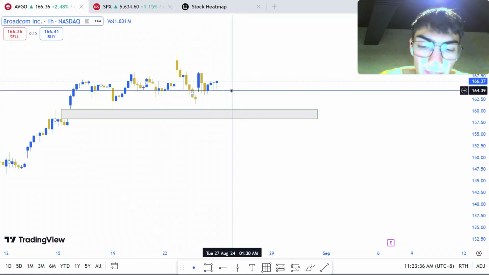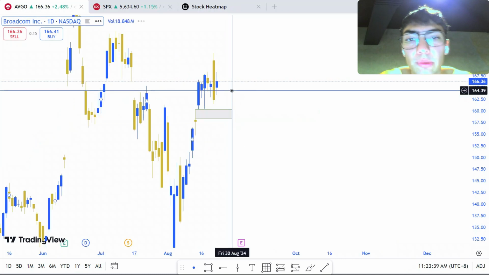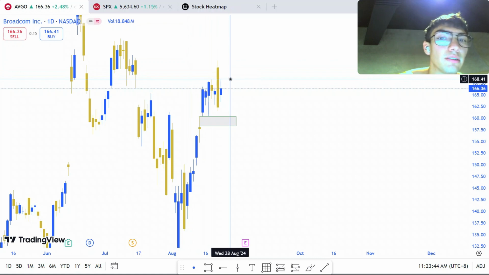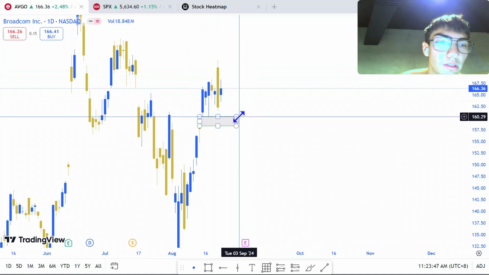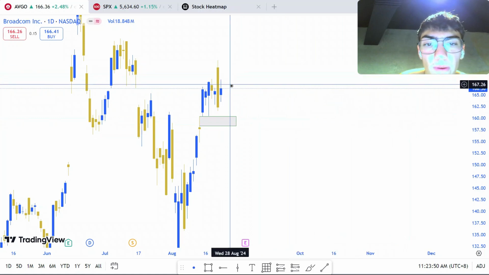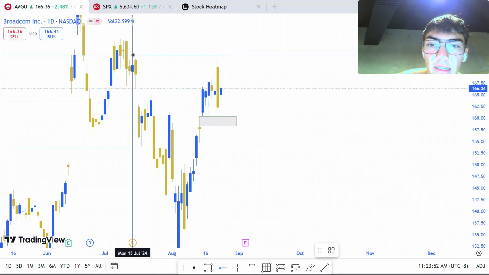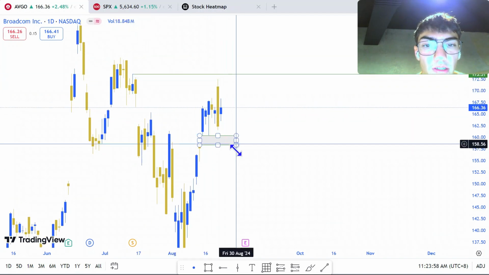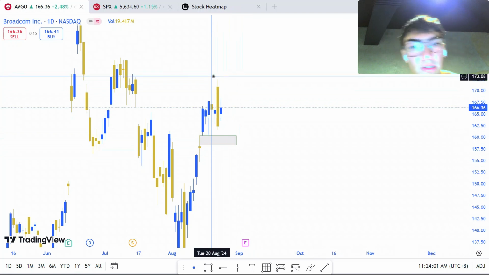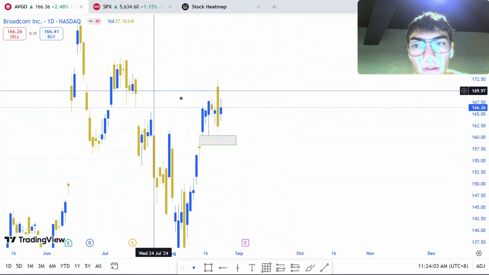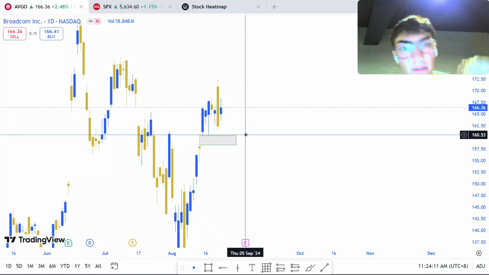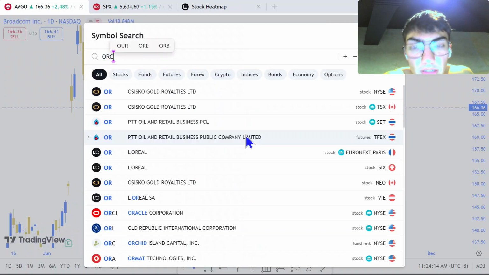Now it's doing nothing. So honestly, I would just wait for a 15-minute break of structure to the downside and then go short until 160. Or it might just go with NASDAQ and then it might just sweep this liquidity and then go down. But just wait for a short entry on AVGO and that's it. 1 hour break of structure and then you scale into the 15-minute, 5-minute, get an entry. There you go.